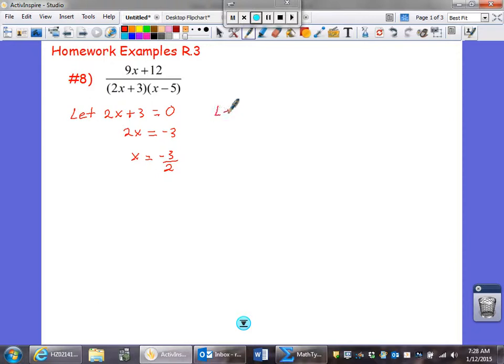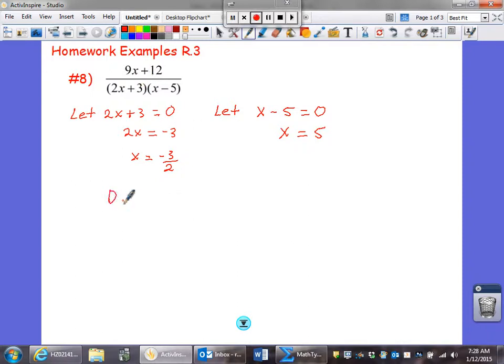At the same time, you have to check out the other factor. You've got to let x minus 5 equal 0. And this one turns out to be x equals 5. So therefore, x cannot be 5 either, because 5 minus 5 is 0, 0 times anything is 0, and when you divide by 0, it doesn't work in mathematics.